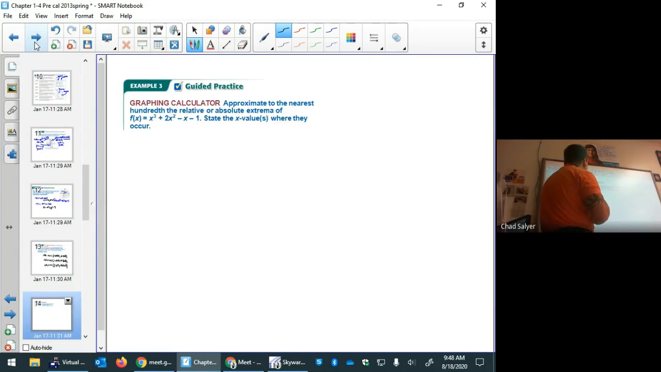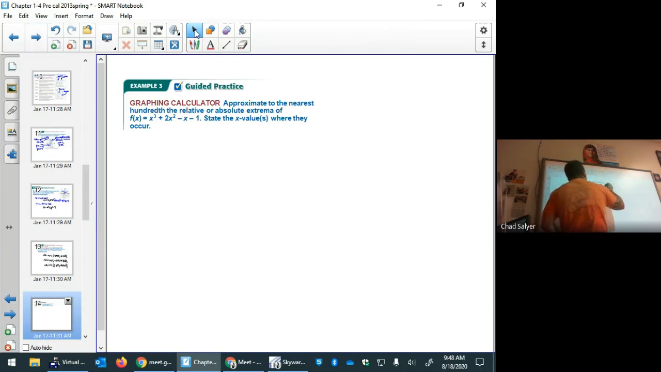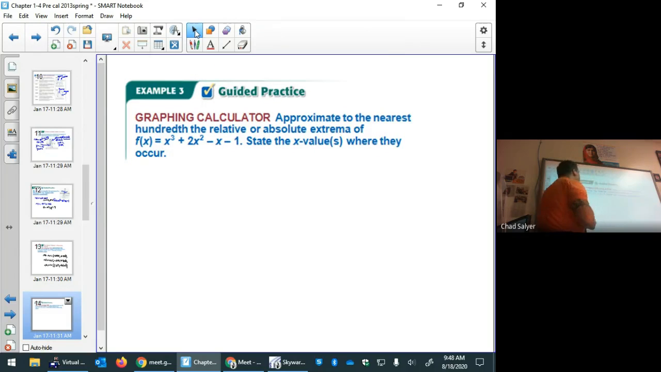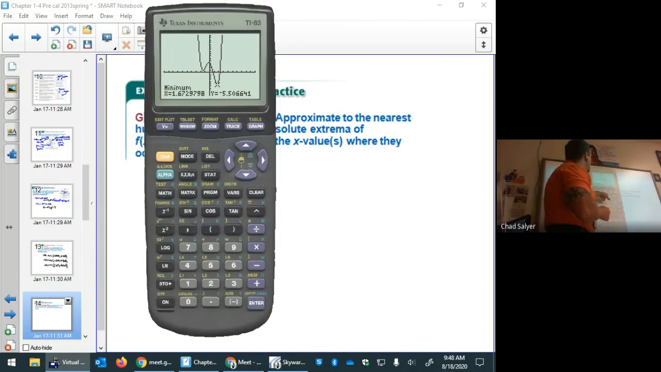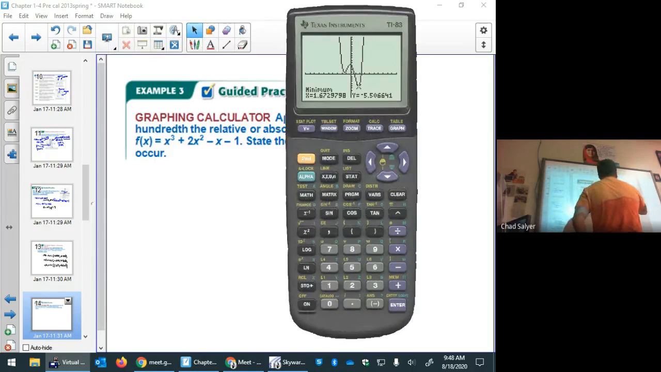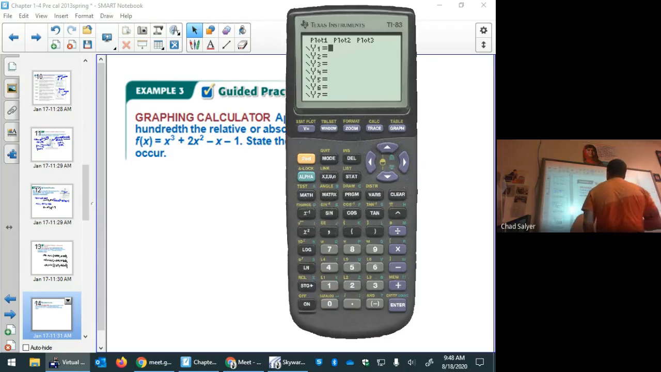Okay, here's one for you. Do the same thing. Use a graphing calculator to approximate the extrema and state the x values where they occur. All right, pause the video and do that. Okay, assuming you're back, so let's punch this expression in. I've got y equals, clear out whatever's there. You've got x cubed plus 2x squared minus x minus 1. So graph that.